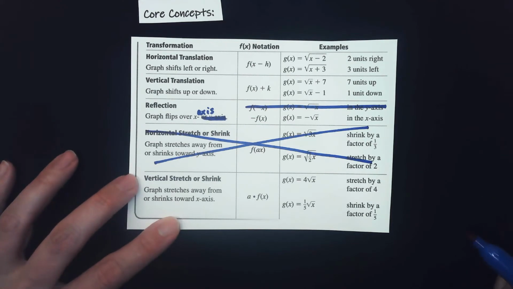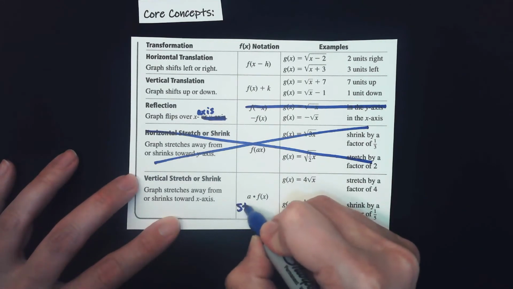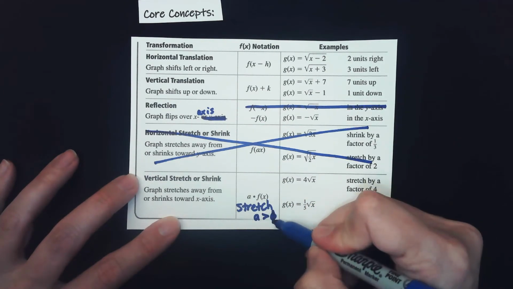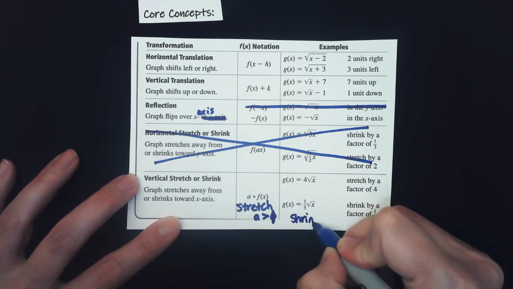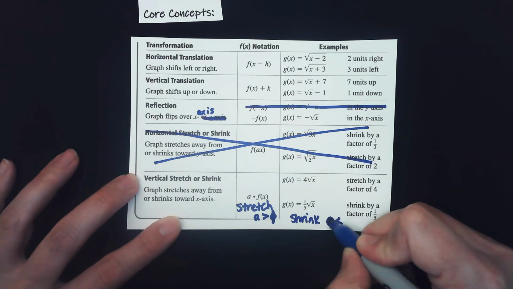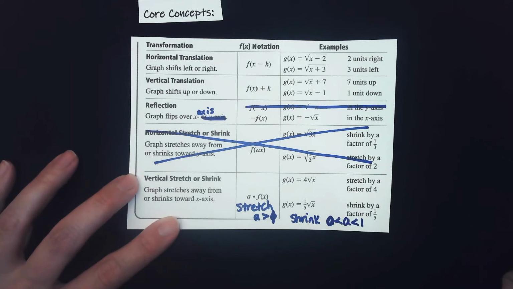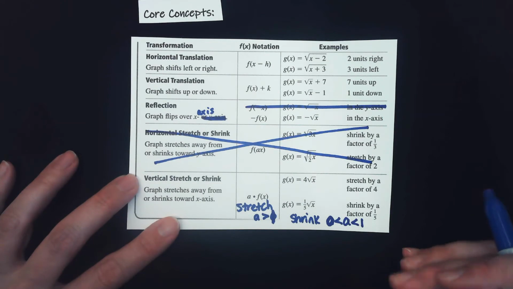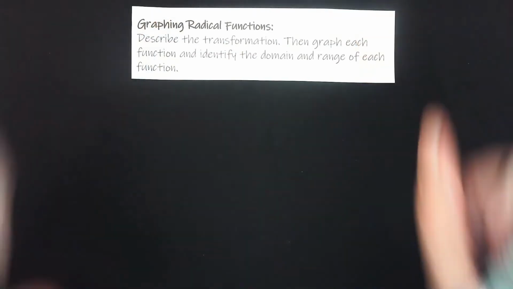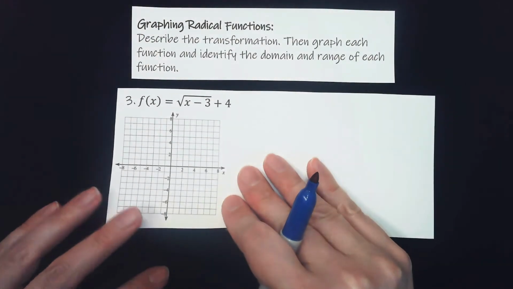It is a stretch if A is greater than 1, and it is a shrink if 0 is less than A less than 1. Those are the same rules we've had the entire time, every time we do transformations to one of our functions. That's not going to change now that we're going to do it to radicals. Okay, so let's try it with the first one.